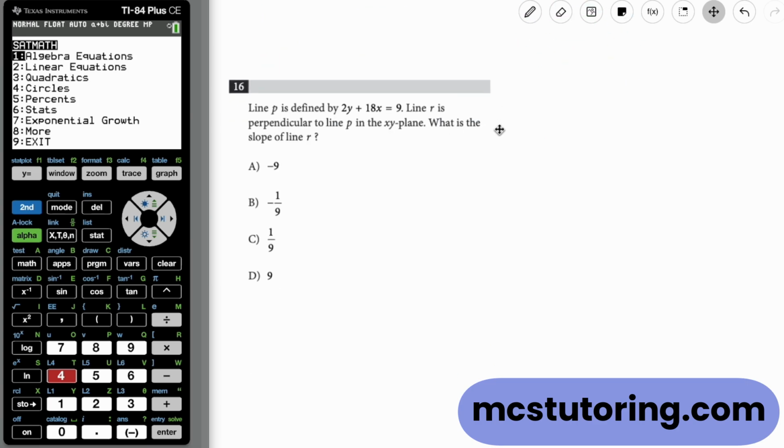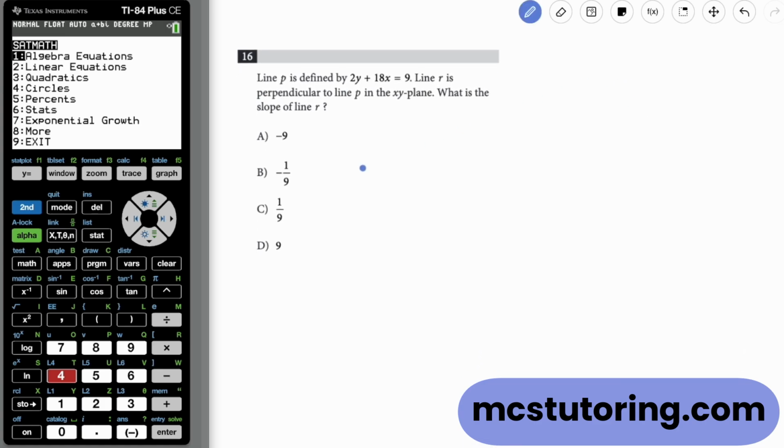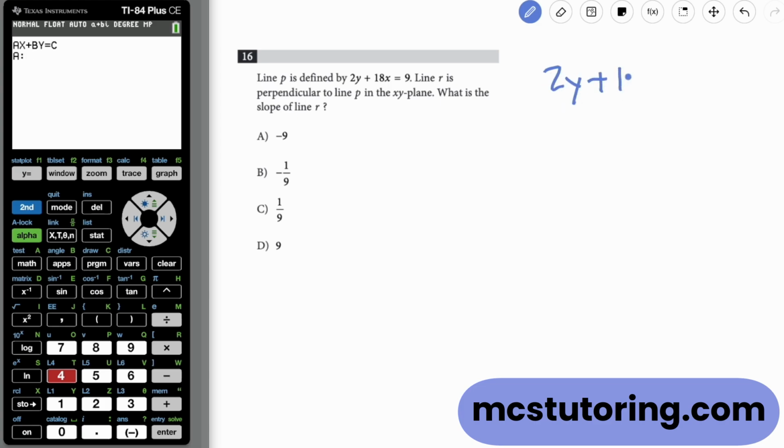Okay, we continue. Now, line P is defined by 2y plus 18x equals 9. Line R is perpendicular to line P in the xy plane. What's the slope of line R? Now, just so you know, they are being tricky because this is a linear equation and it's given to us in standard form. Now, here is the trick. They wrote it as 2y plus 18x equals 9. They're hoping you're not paying attention. I shouldn't say they're hoping, but they're preying upon that.